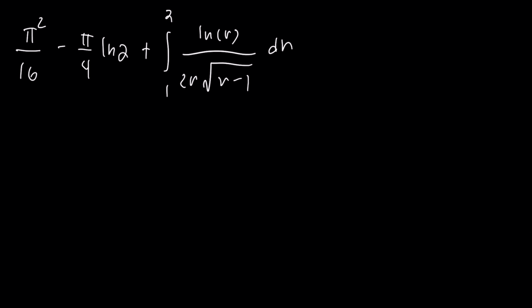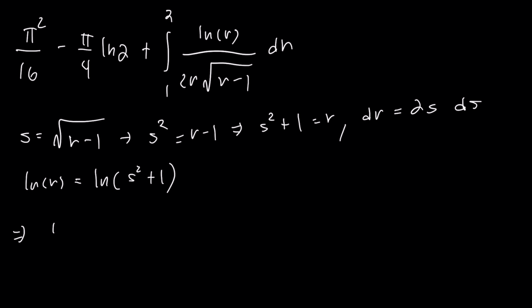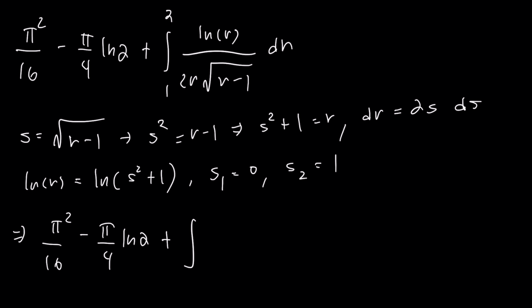And we would make another substitution. We will let s equal the square root of r minus 1, which means that s squared equals r minus 1, which also means that s squared plus 1 equals r, and that dr equals 2s ds. And we have that the natural log of r equals the natural log of s squared plus 1. So we're going to have pi squared over 16 minus pi over 4 log 2, and then plus the bounds, I forgot, s1 will be 0 and s2 will be 1.